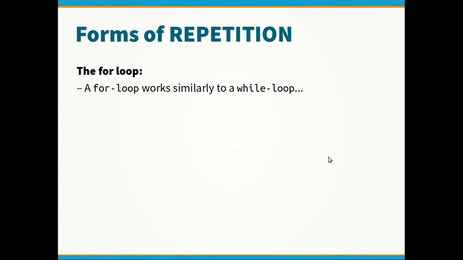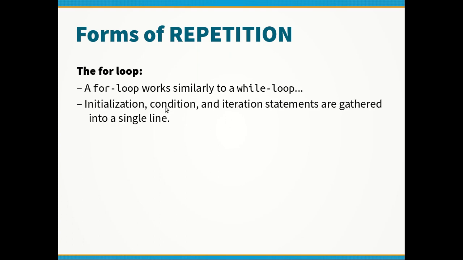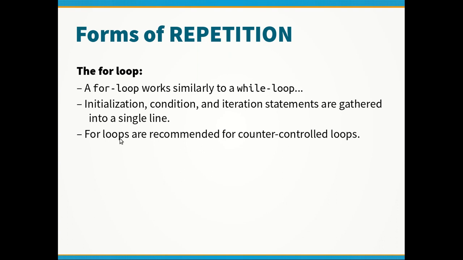Now another loop structure is what we call the for loop. The for loop works similarly to a while loop, though the only difference is that initialization, condition, and iteration or variation statements are all gathered into a single line. It is just making things more readable, and this is very good for what we call counter controlled loops. We'll get there in a moment.